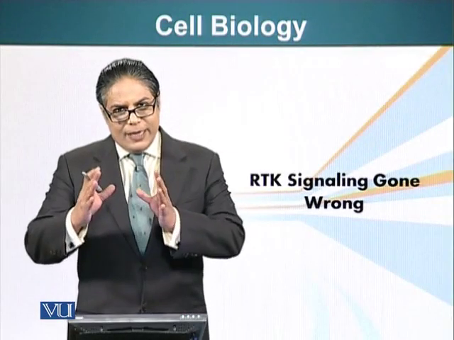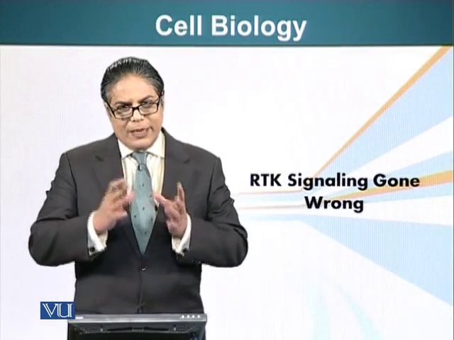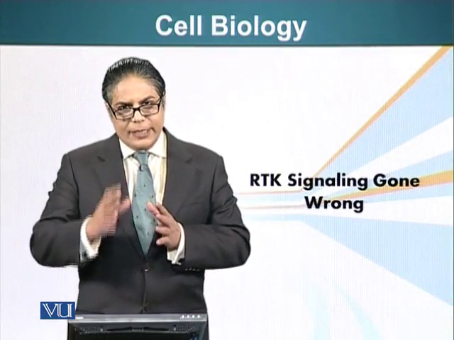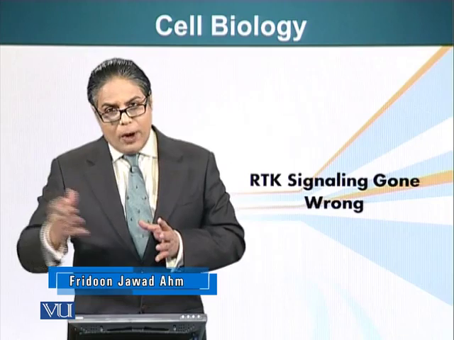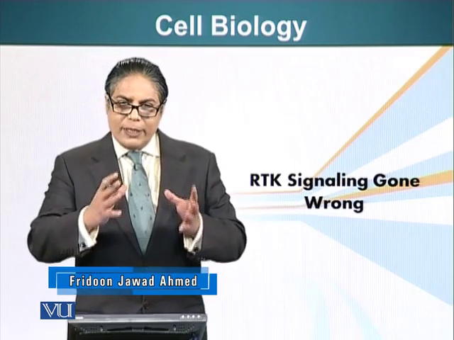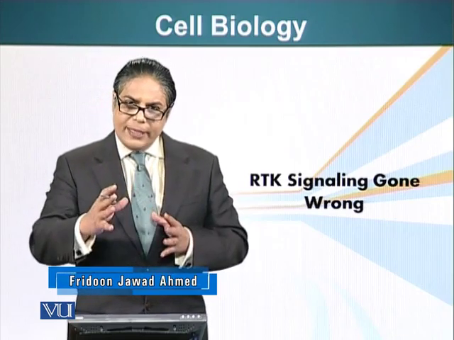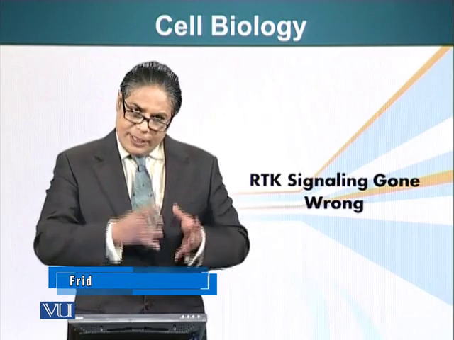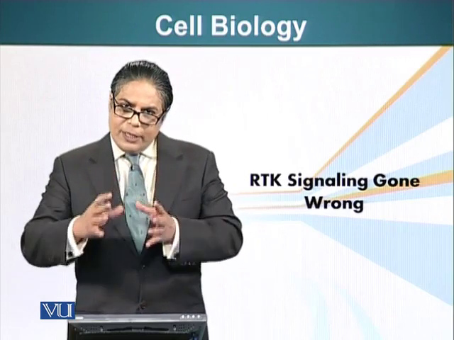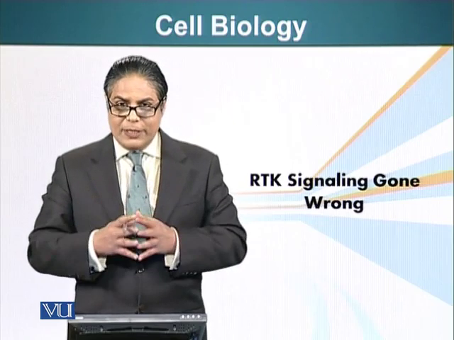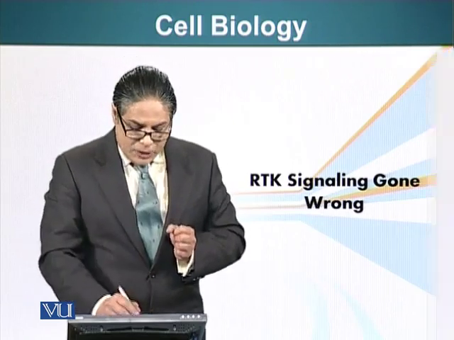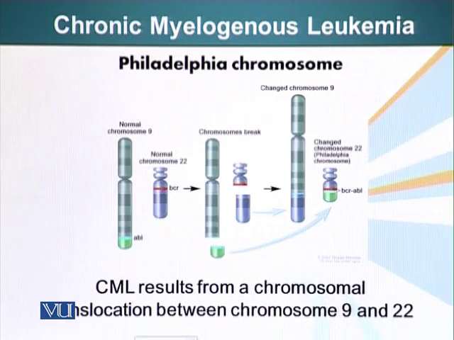We have said that signals received by receptor tyrosine kinases result in, one of the things they do, telling cells to divide. What happens when something goes wrong? One of the things these signals do is result in activation of certain proteins, especially their kinase activity. So what happens when things go wrong? Let's look at an example that happens in nature.